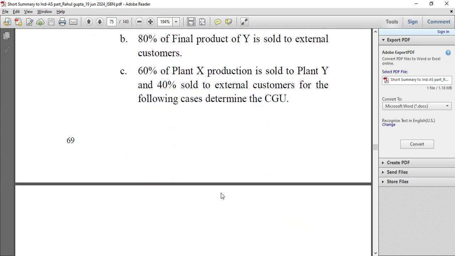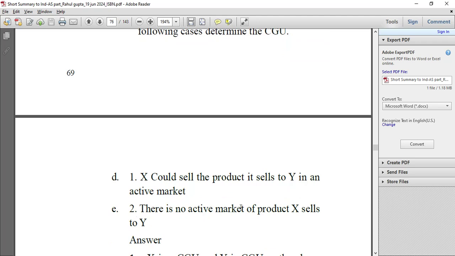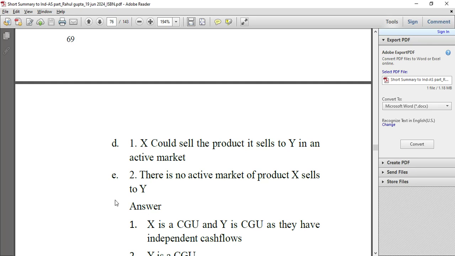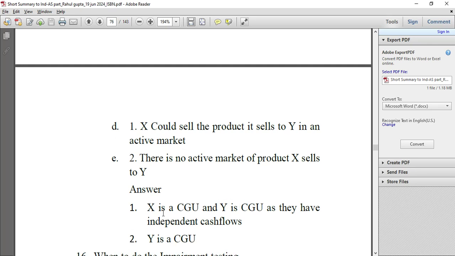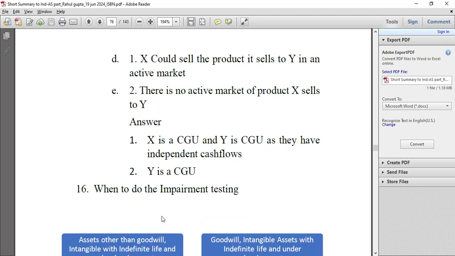A. X could sell the product it sells to Y in an active market. B. There is no active market of product X sells to Y. Answer: in case A, X is a CGU and Y is a CGU as they have independent cash flows. If there is no active market of product X sells to Y, then Y is a CGU.